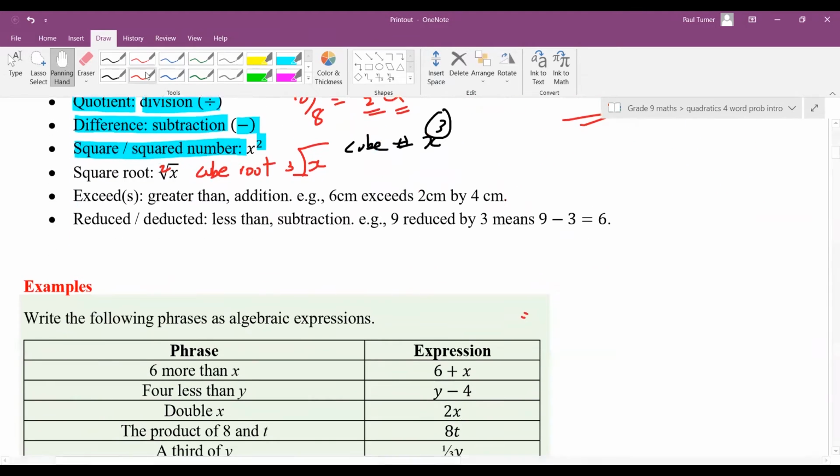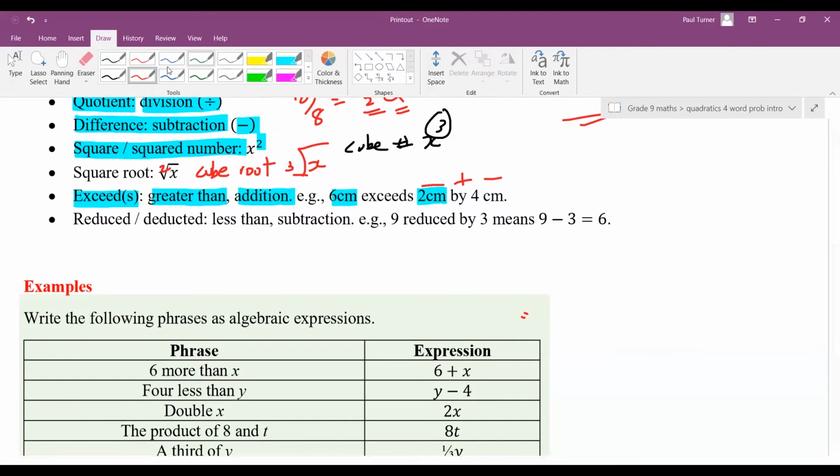Two other words, exceed means more than, okay, greater than or more than. And usually we'll be using an addition. So for example, 6 centimeters exceeds 2 centimeters by 4 centimeters. So if you've got 2 centimeters and you add 4, you'll get to 6 centimeters. So exceed means addition in this case. So 2 plus 4 here.